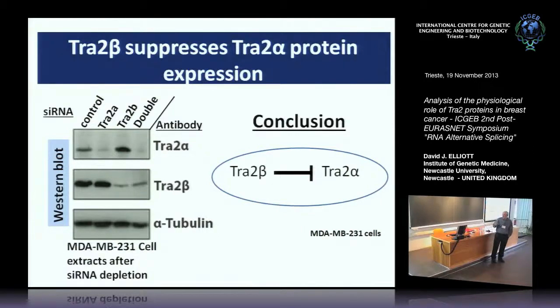But something very remarkable happens when you do an siRNA against Tra2 beta instead. So if you siRNA against Tra2 beta, the Tra2 beta signal disappears, but the Tra2 alpha signal shoots up. So this told us that actually in this cell line, and all these experiments are carried out in a cell line model of metastatic breast cancer, which is called MDA-MB-231, the Tra2 alpha protein is negatively regulated by Tra2 beta.